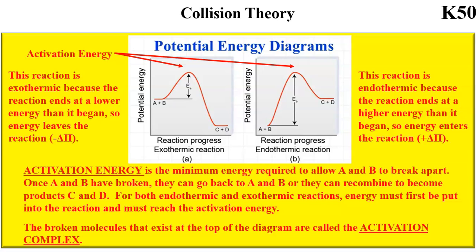Activation energy is the minimum energy required to allow A and B to break apart. Once A and B have broken, they can go back to A and B, or they can recombine to become products, C and D. For both endothermic and exothermic reactions, energy must first be put into the reaction and must reach the activation energy. The broken molecules that exist at the top of the diagram are called the activation complex.